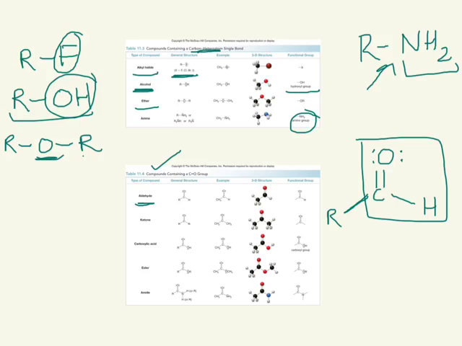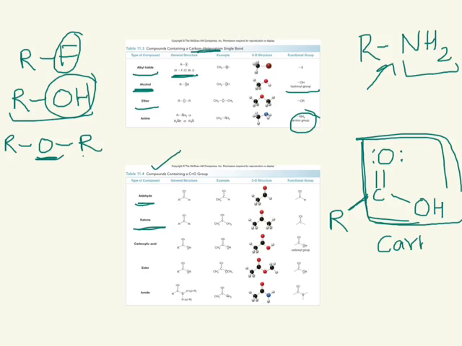On the other hand, if on both sides we have carbons attached, then we call that a ketone. Another one is, on one side you still have carbons, but on the other side you have OH. Then this functional group is known as carboxyl, these are carboxylic acids, or you can also say the functional group is carboxylic acid.